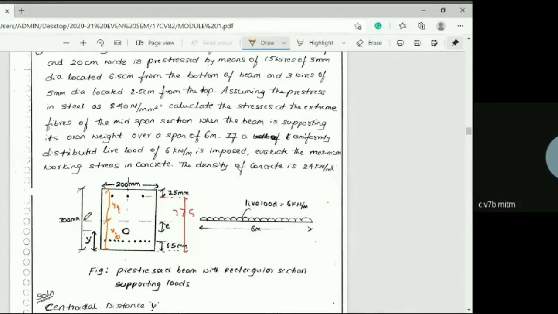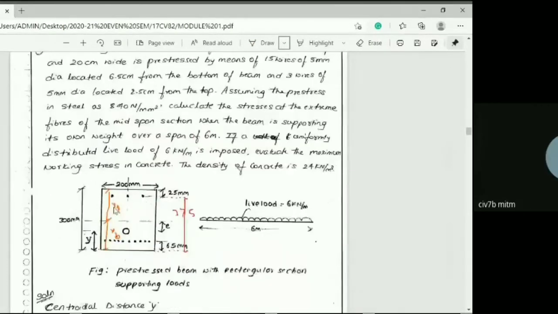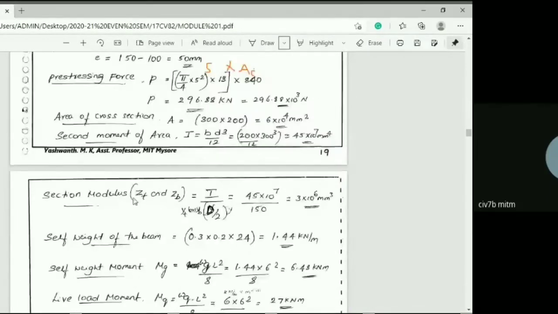Since it is a rectangular section, the centroidal axis lies exactly at the center. So YT is equal to 150 and YB is equal to 150. Therefore, your sectional modulus is also the same. If the YT and YB distances differ, if it is not a symmetrical section, then we need to calculate ZT and ZB differently. We cannot assume them to be the same. Since YT and YB are the same, the sectional modulus will also be the same. Therefore, ZT is equal to ZB is equal to I divided by YT or YB.